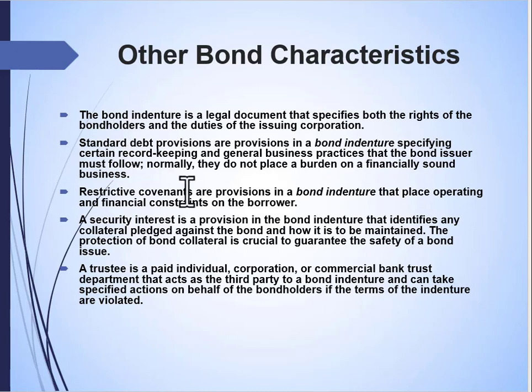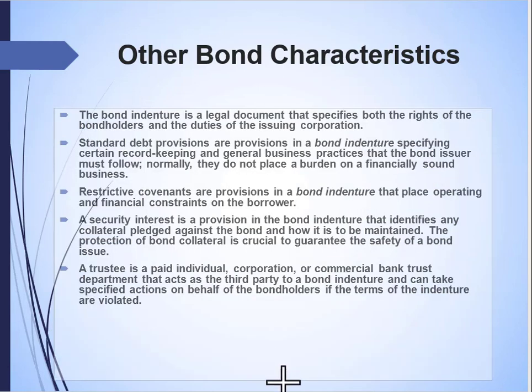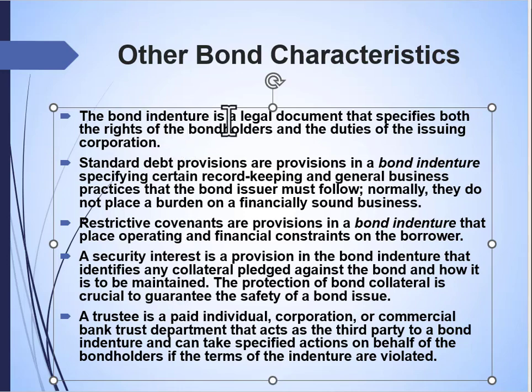Now, there are some other technical terms we need to get across. The bond indenture is a contract, right? That's what sets out all the rules. So what are the rules? We refer to these as typically standard debt provisions or covenants. So a standard debt provision basically says you have to keep decent books, you have to have general business practices that are sound, right? And obviously you have to make payments. You have to make the coupon payments.